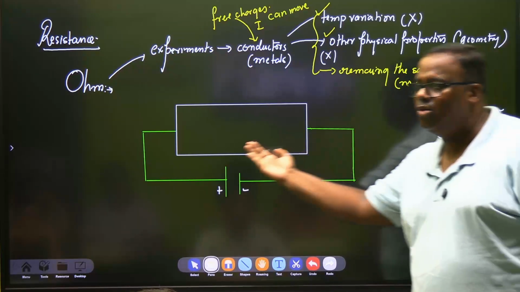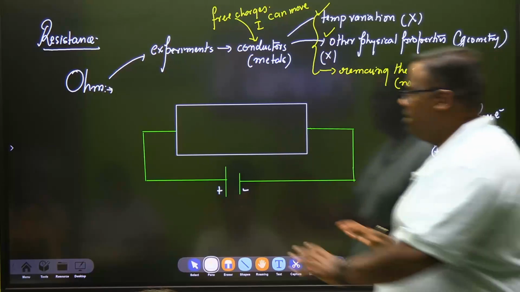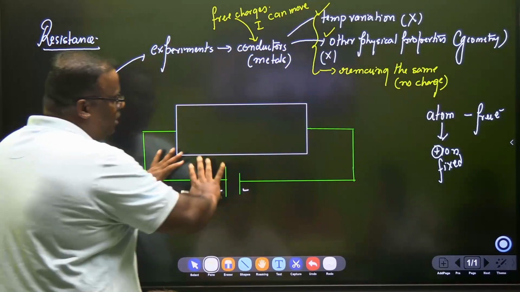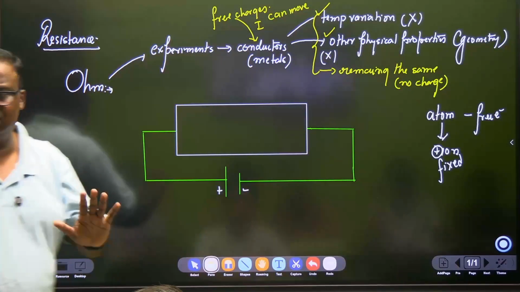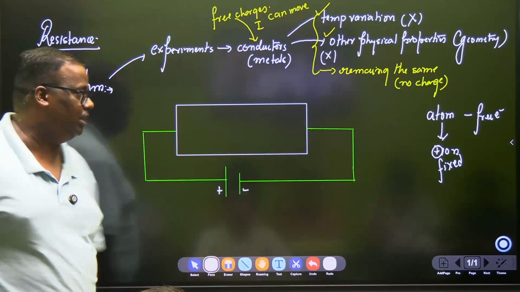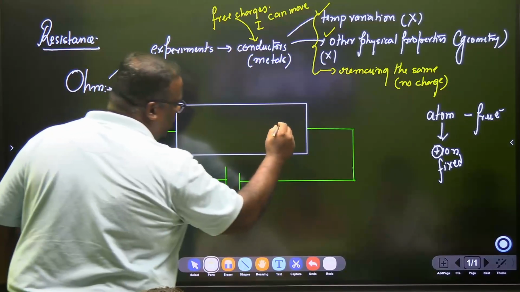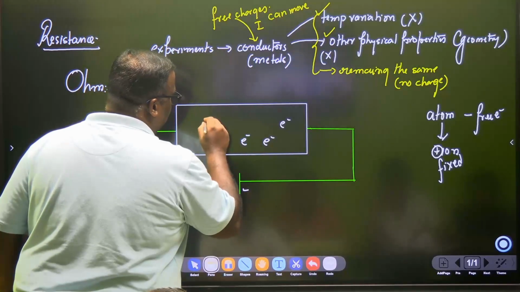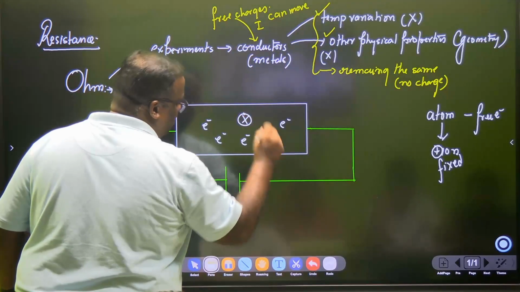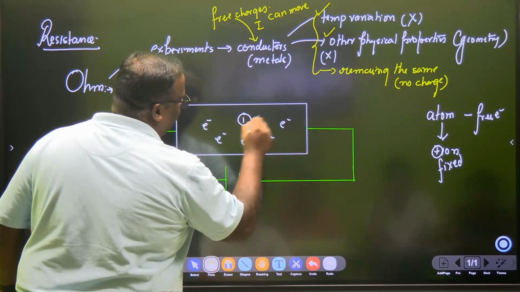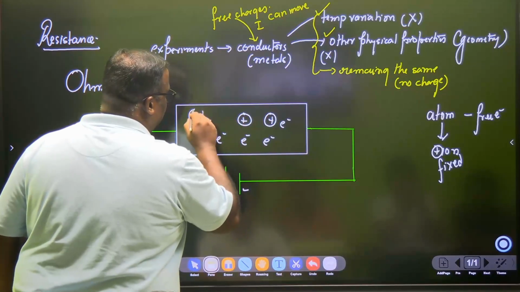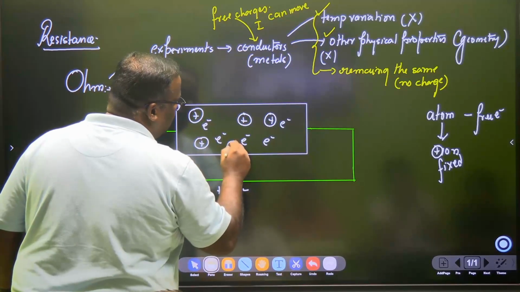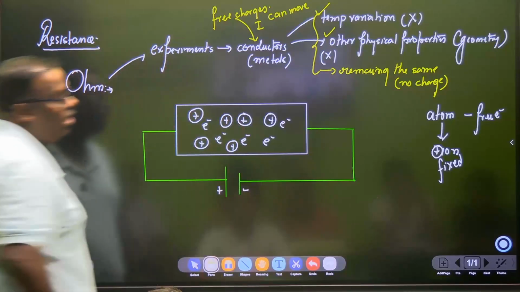Let's first understand how current flow happens. Let's say this is a conductor, and think that there is no battery connected to it. It's an idle piece of conductor. So the idle piece of conductor will contain what? It will contain some free electrons. Is this understood? And there will be some fixed positive ions also. What are these positive ions? These are basically the atoms from which these electrons have parted.